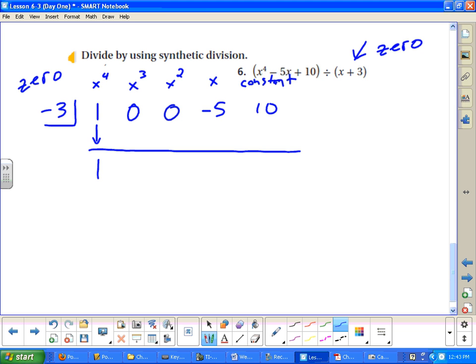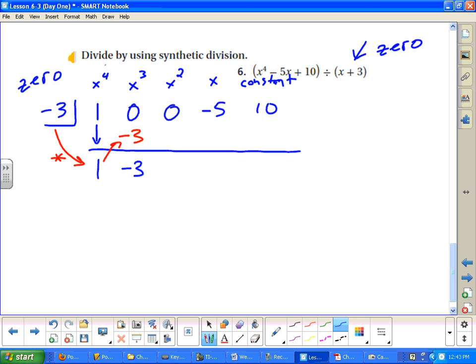Then we multiply. We're going to take our 0, multiply it by the number in this row now, and that number goes up here. So -3 times 1 is -3. And then I combine them. 0 plus -3 is -3.